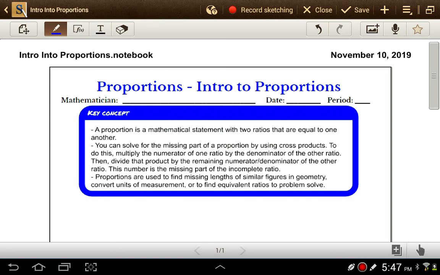What we're going to be using for proportions is cross products. To do this, we're going to multiply the numerator of one ratio by the denominator of the other ratio. So, numerator of one times the denominator of the other. And then we're going to divide by the remaining number that we haven't used yet. Proportions are used to find missing lengths of similar figures, convert units of measurement, and find equivalent ratios.